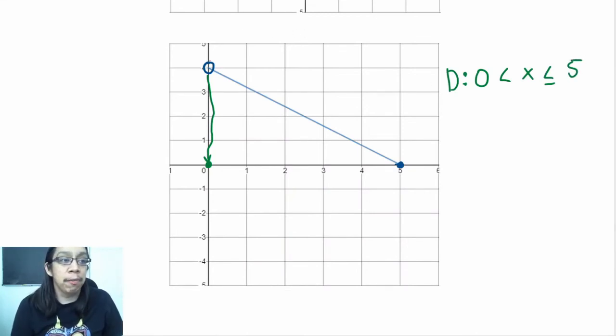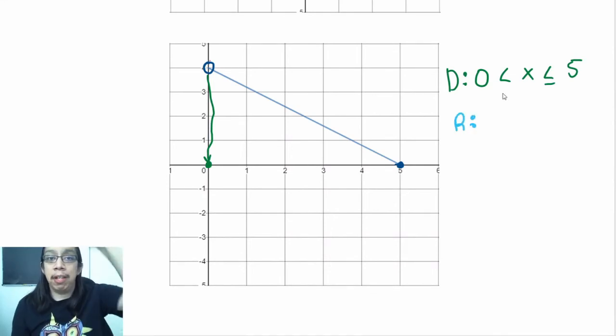Okay, now let's look for the range. With the range, we start from the lowest and we end at the highest.